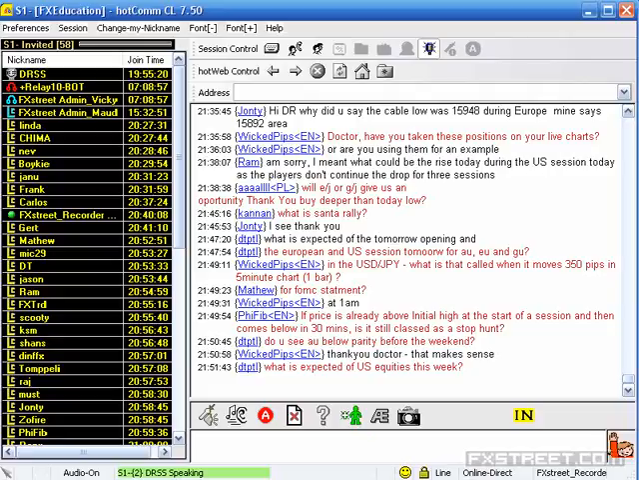DDPG asks, do you see Australian dollar below parity before the weekend? No, not immediately before the weekend. By month end we will be able to see that. Okay, TDPD asks, what is expected of US equities? Equity markets are expected to gain substantially in this particular month. Dips are buy opportunities in them.